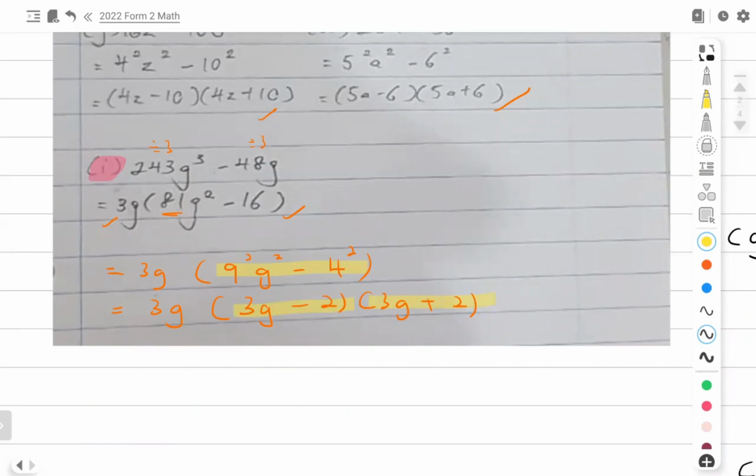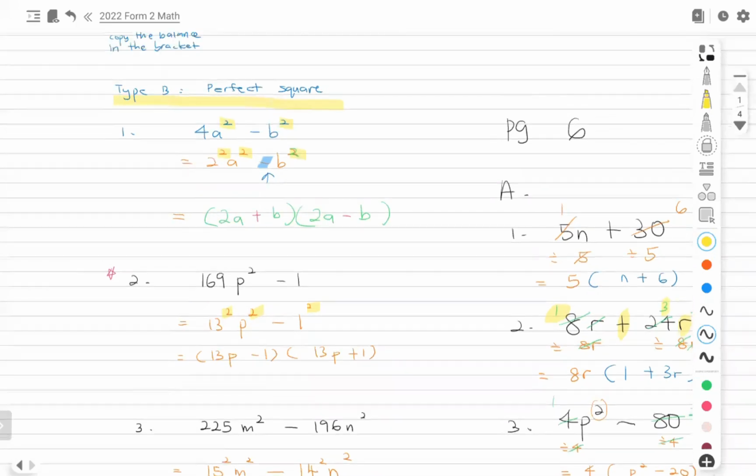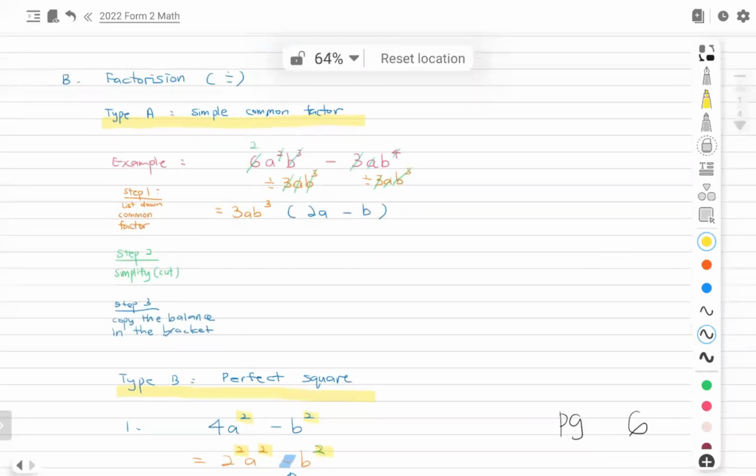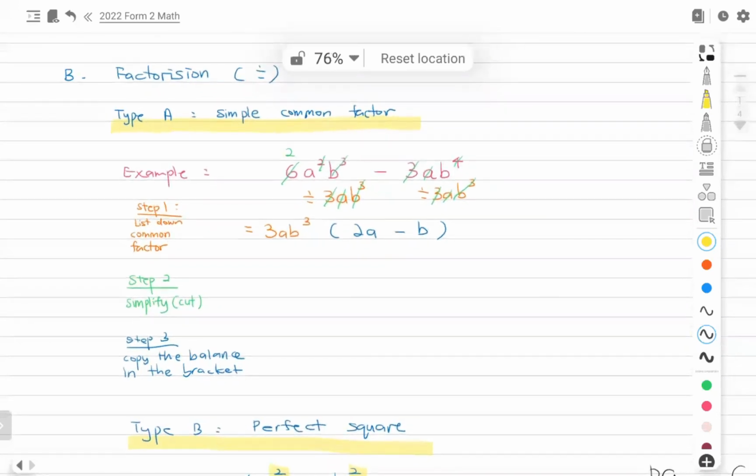Okay, let me go back to the note first. Okay, we have under factorization. Last week we do factorization. We have type A, which is the simple common factor. Both terms can be divided by what number, then we take it out. Then we write the balance inside the bracket, right? So that one is simple common factor.